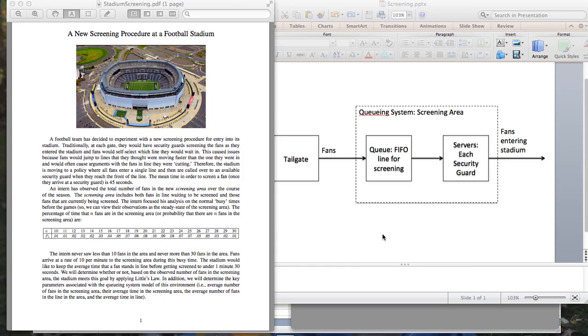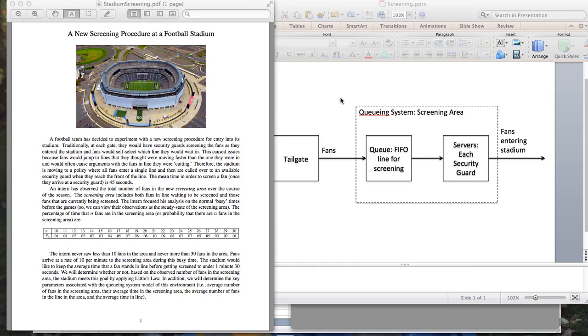So the stadium's trying to do something a little bit more like TSA security at airports, where all the people trying to get to their flights stand in a single line, and then once they get checked off, they get allocated to the different security x-ray machines, etc. So you can read the problem description.